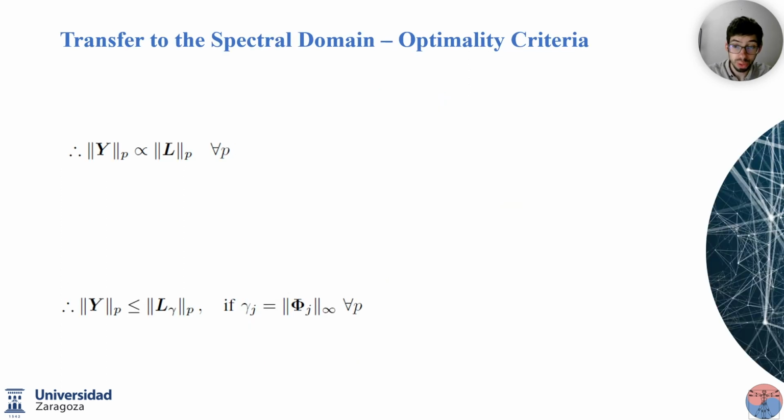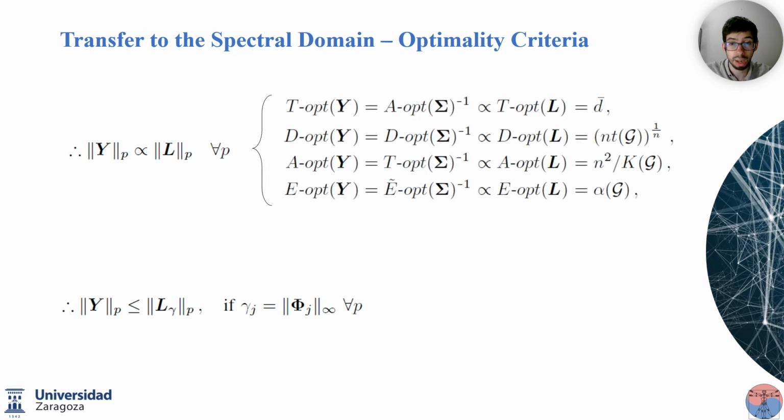To do so, we need to transfer the relationship between the Laplacian and the information matrix to the spectral domain. For the constant uncertainty case, there will be a proportional relationship between optimality criteria of the information matrix and optimality criteria of the graph Laplacian, which can be expressed in terms of the well-known connectivity indices, such as the average node degree, D, or the number of spanning trees, T.